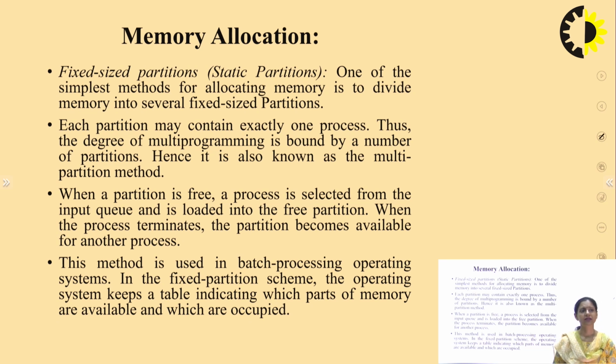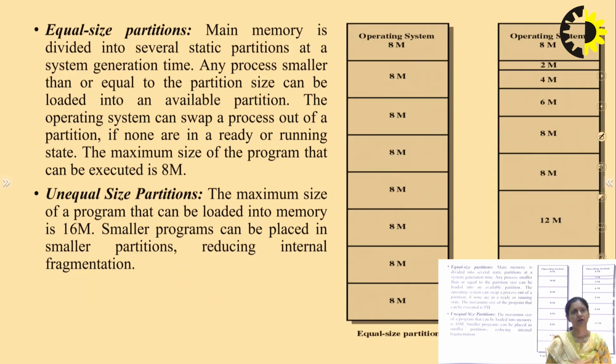So this method is basically used in batch processing operating system, where the operating system keeps a table indicating which parts of memory are available and which are occupied. So in the fixed partition also we have two types of partitions. The first one is equal sized partition and the other one is unequal sized partition.